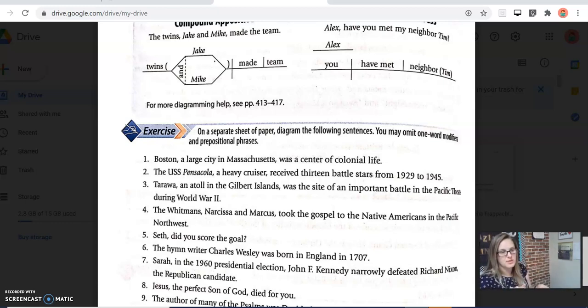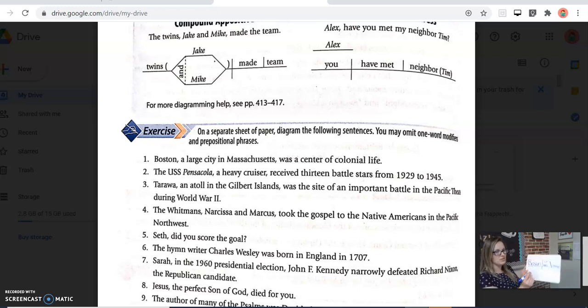First, we should check out the instructions. On a separate sheet of paper, diagram the following sentences. It doesn't tell you to diagram certain things, so that means the whole sentence. Next part: you may omit one-word modifiers and prepositional phrases. All right, so Boston was what? Boston was, and this is a linking verb, so I know I'm going to have a predicate nominative. It was the center. Of colonial life is a prepositional phrase. My instructions say I could skip them, so I'm going to.